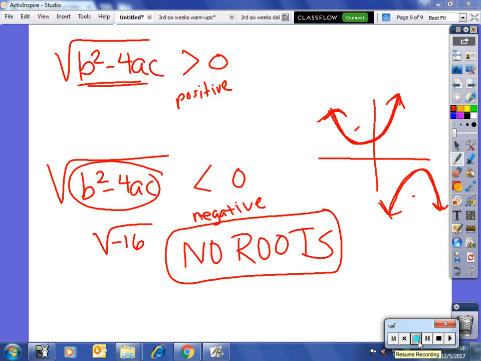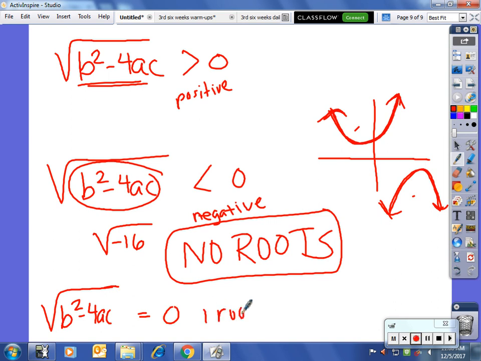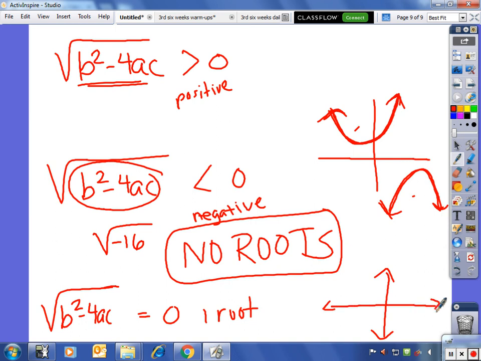Alright, and then there is one other case, folks. And yes, you should be writing this down. If the radical symbol, when you simplify it, once you do the b squared minus 4ac underneath the radical symbol, actually equals 0, then what happens in that case is you just have one root. And that does happen sometimes. And you would just tell me what that one root is. That means it's a parabola where the vertex is actually the same as the root, where it's only touching the x-axis one time.